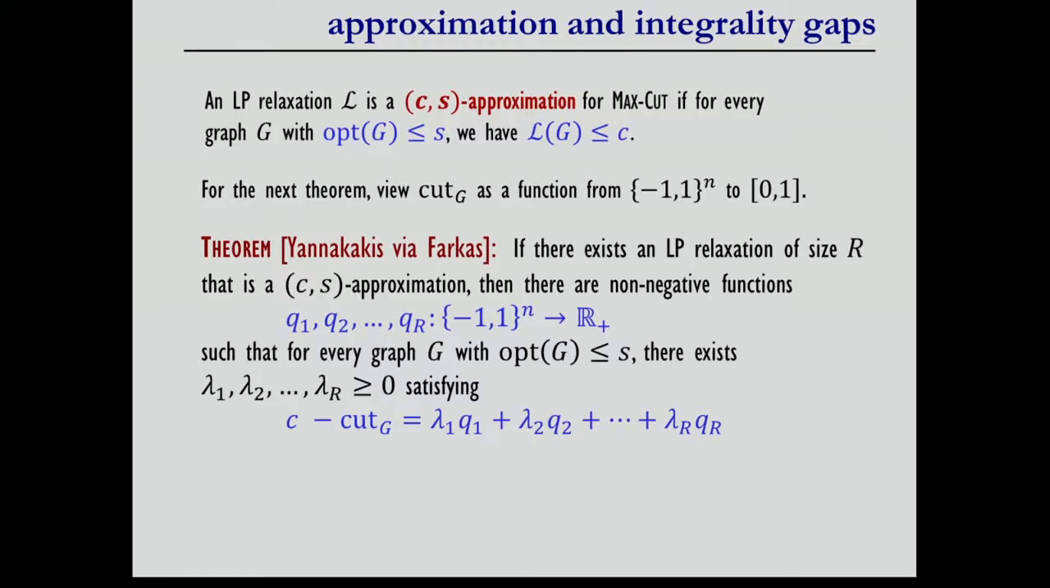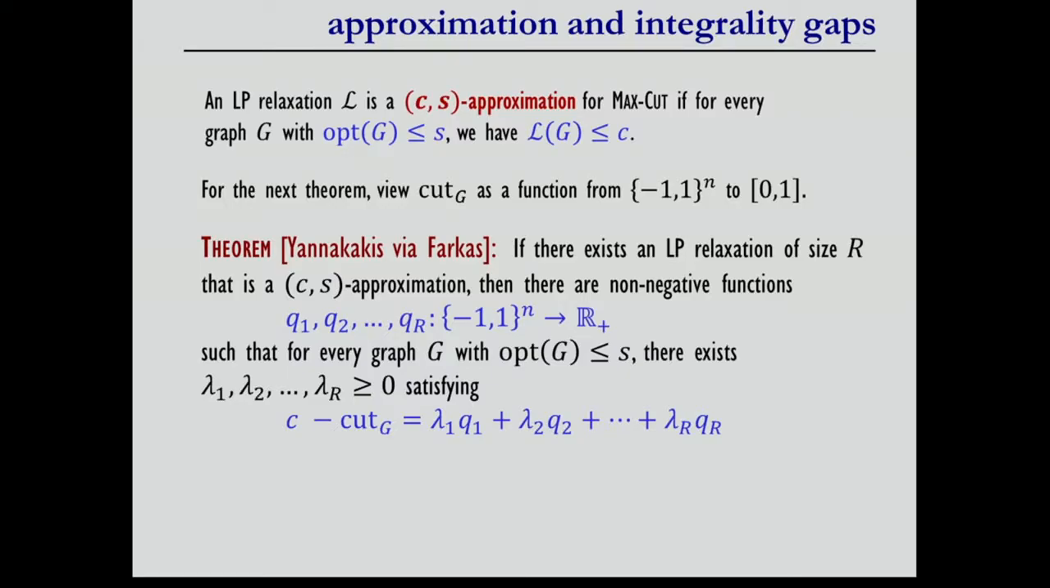Yannakakis' characterization. If you have an LP relaxation of size R that's a CS approximation, then you have these non-negative functions Q1 up to Q sub R on the hypercube, such that whenever the optimal value is at most S, there exist non-negative weights such that, okay, this is an equality of functions. Here C is the constant function, and this is the function that assigns to cuts the fraction of edges across them. And then this is the sum of these functions.